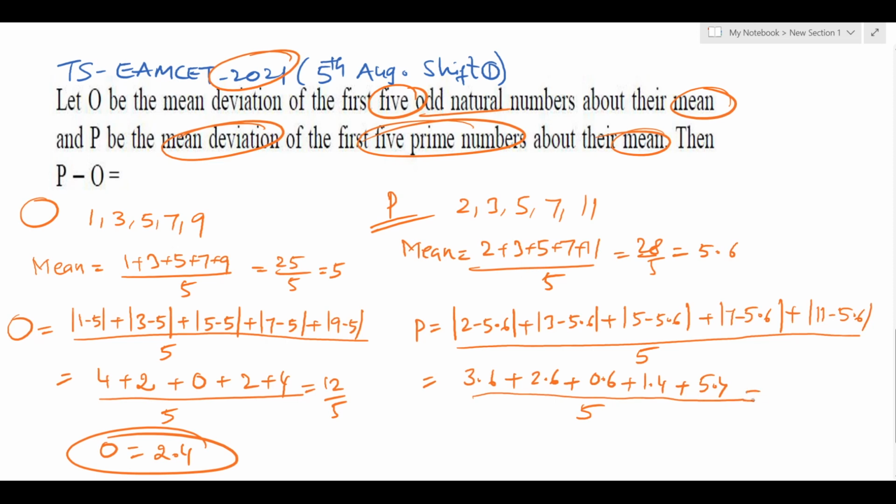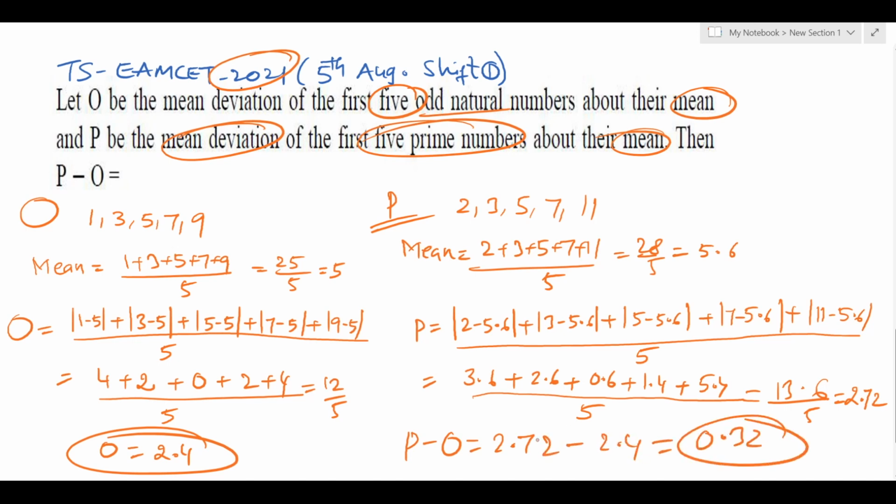Now add all these values, that is 3.6 plus 2.6 plus 0.6 plus 1.4 plus 5.4, which is 13.6 by 5, that is equal to 2.72. Now find the value of P minus Q. P value is 2.72 minus 2.4, that is equal to 0.32. This is the value of P minus Q.